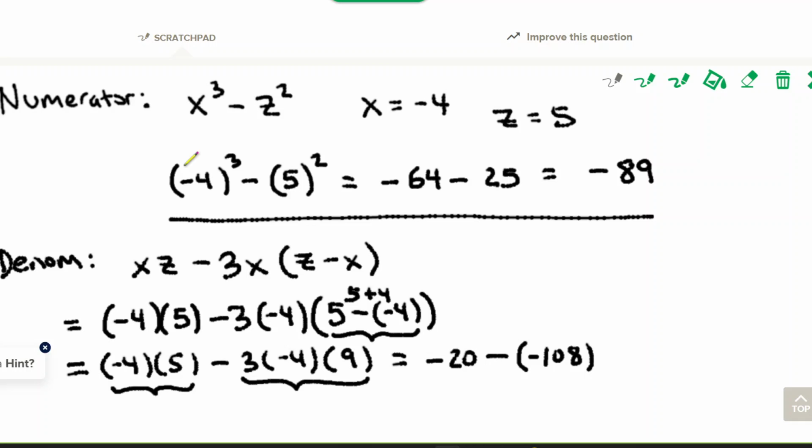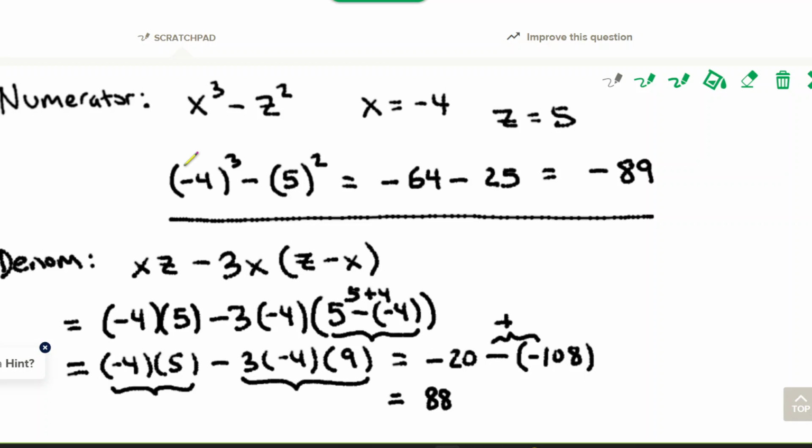So -108. And then here we have, finally, a subtraction to do. Well, it really turns into an addition, right? Because you have minus and negative here, which would be plus. So this is -20 plus 108, or 108 minus 20. 108 minus 20 is 88.